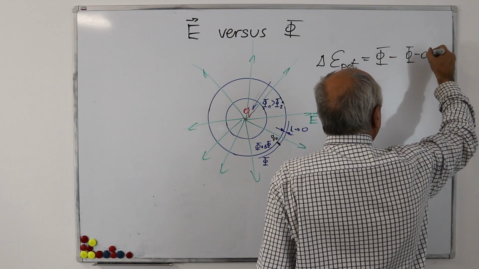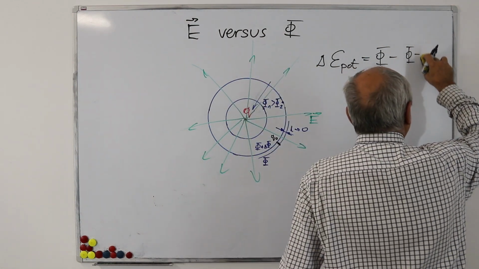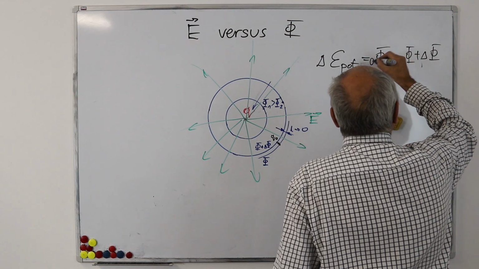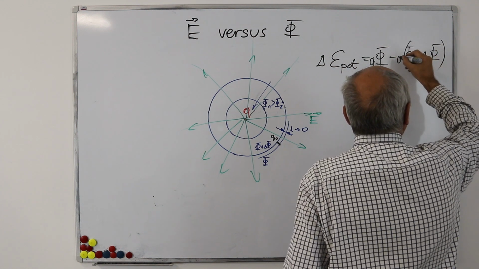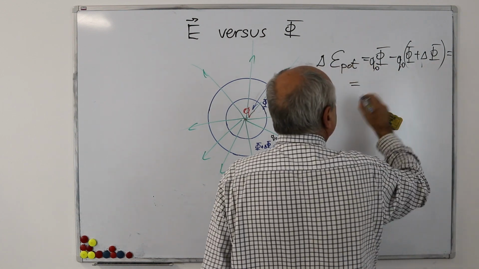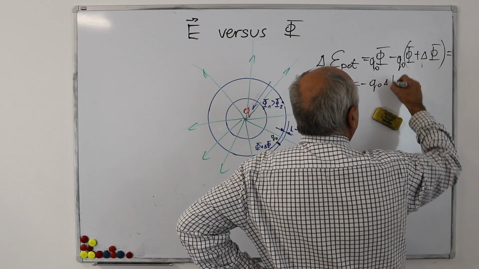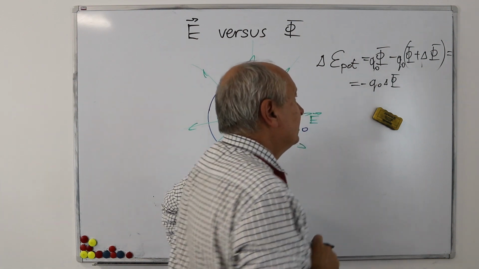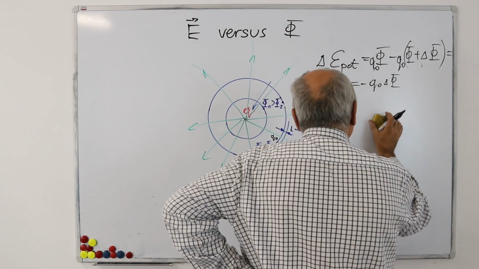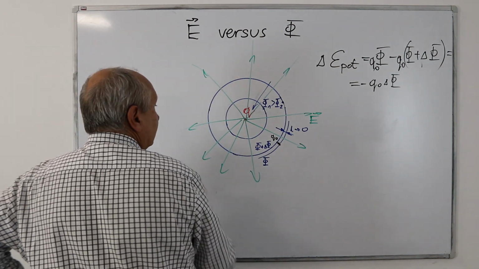Phi minus delta phi, q0, minus phi plus delta phi, q0. So we obtain minus q0 delta phi. So we see that the energy goes down. At the same time, this energy change is equal to the work done by the electric field.